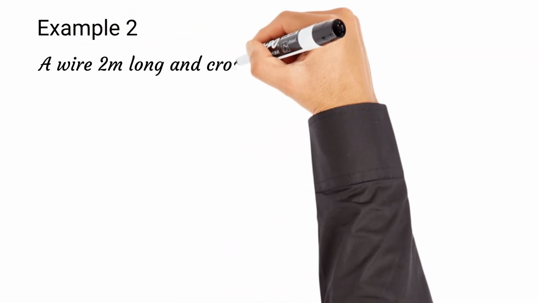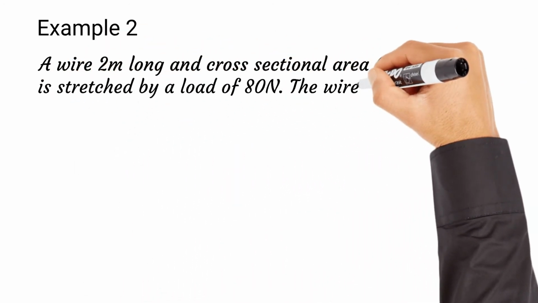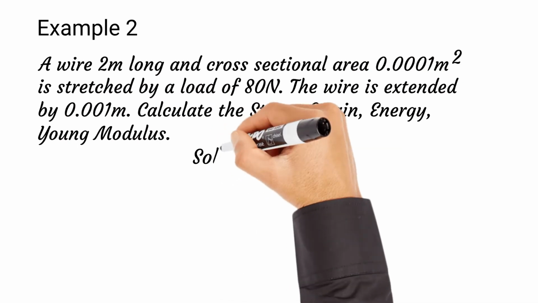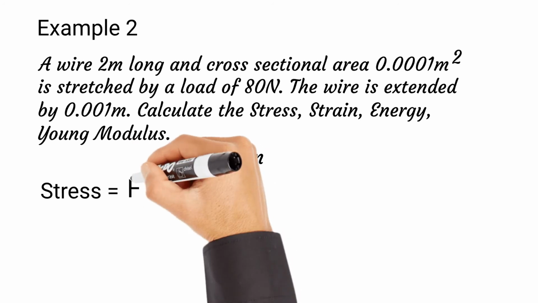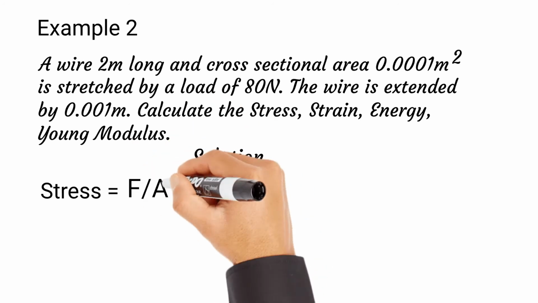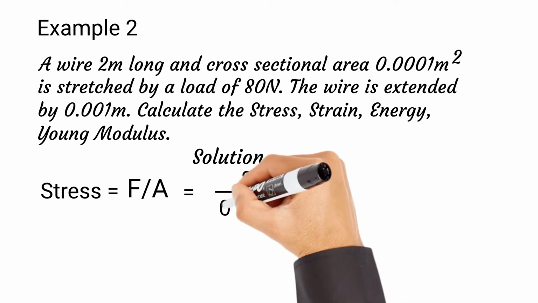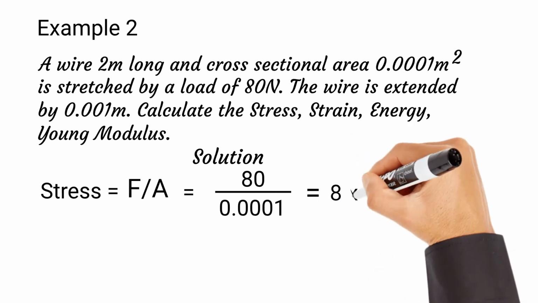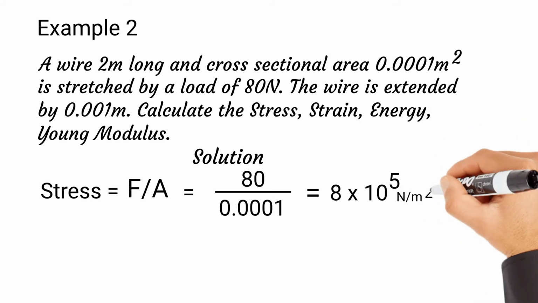Example 2. A wire 2 meters long and cross-sectional area 0.0001 meter squared is stretched by a load of 80 Newton. The wire extended by 0.001 meter. Calculate the stress, the strain, the energy, and the Young modulus. First, the stress is equal to force over area. The force is 80, the area is 0.001. When we divide, we're going to have 8 times 10 to the power 5 Newton per meter squared.